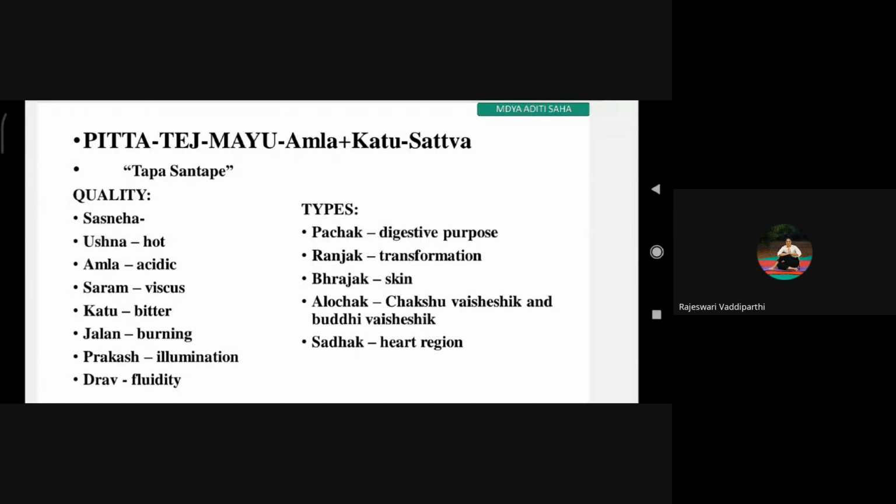Okay. Now the types of Pitta. There are five types of Pitta again. So first of all, Pachak Pitta. Pachak Pitta helps in digestion. Ranjak Pitta helps in transformation. That is, we can find Ranjak Pitta in blood. That makes your blood red. That is Ranjak Pitta. And then Bhrajak Pitta, we can find in lungs, ma'am.